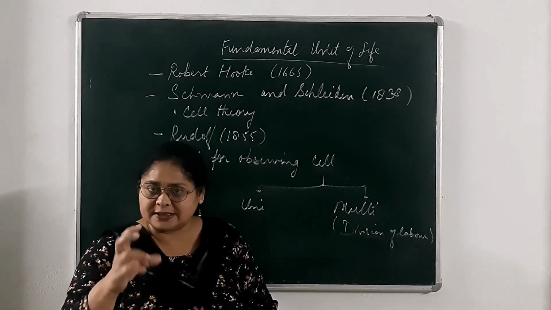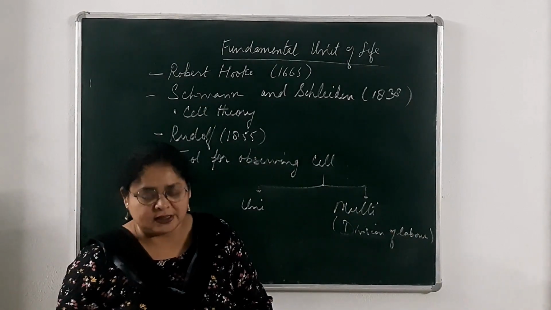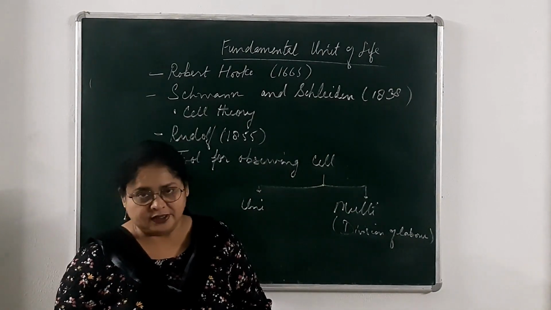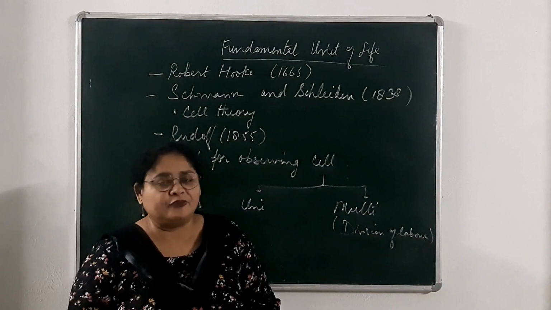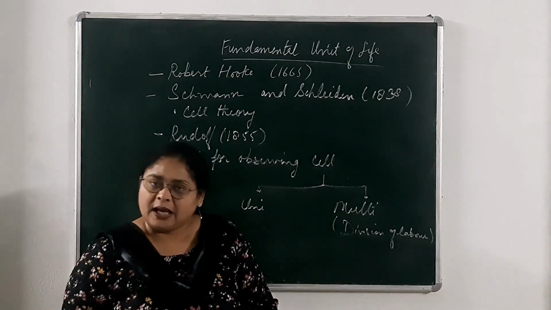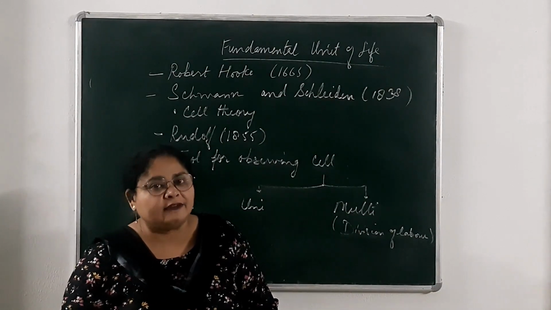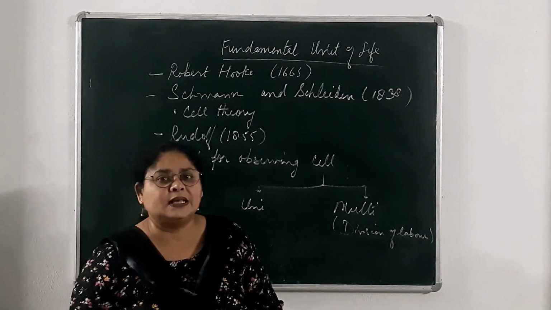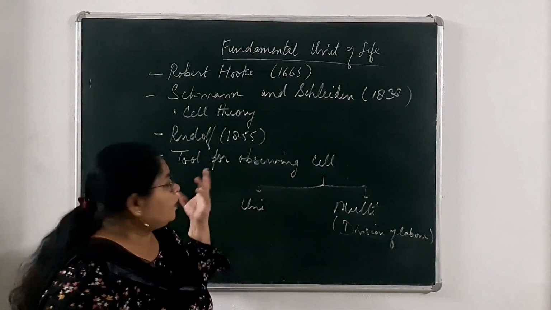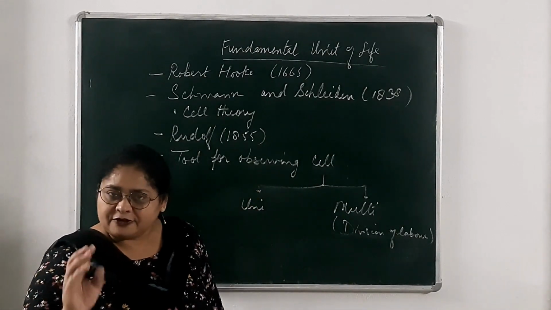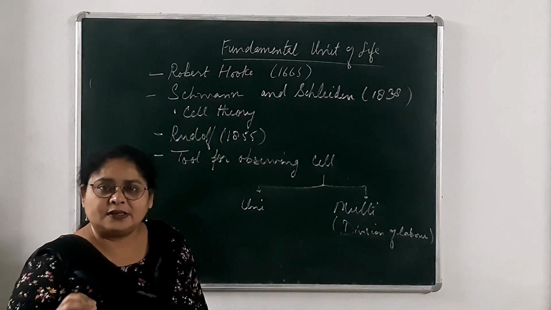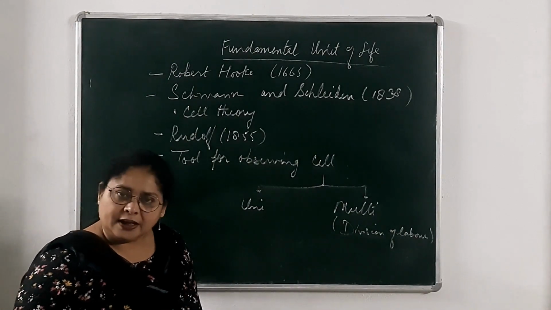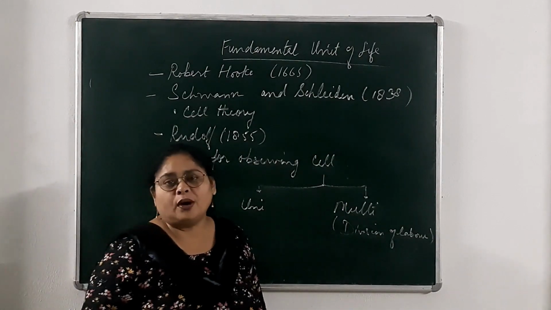So overall in the cell theory now we have 3 points: that cell is the structural and functional unit of life first. Second, every cell comes from the pre-existing cell. And number 3, that each and every living organism is made up of cell. This is known as cell theory. Now, how can we observe the cell? First of all, as I told you, the first cell was observed by Robert Hooke, and he used his own instrument which he called microscope.